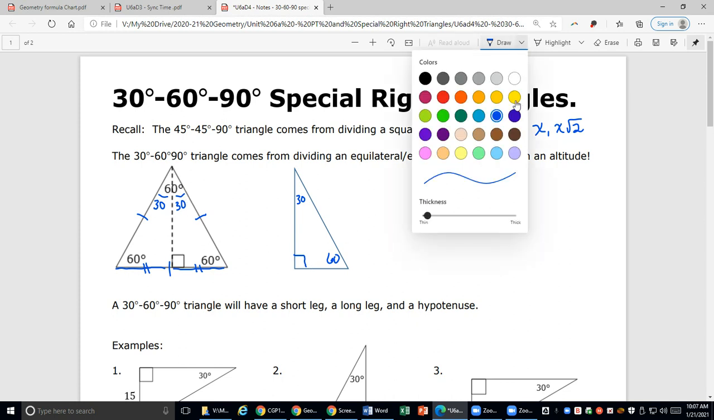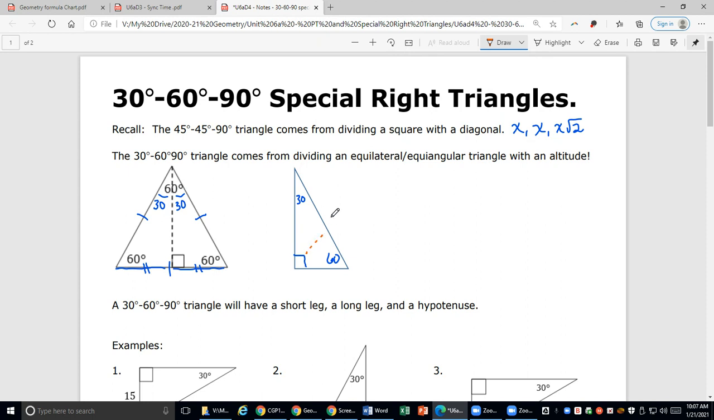So when we do this, we end up with, of course, a hypotenuse across from the 90-degree angle. And then we're going to have two legs, and they're not going to be exactly the same like they were in a 45, 45, 90. Remember, anything across from a smaller angle is going to be smaller or shorter. Anything across from a bigger angle is going to be bigger or longer.